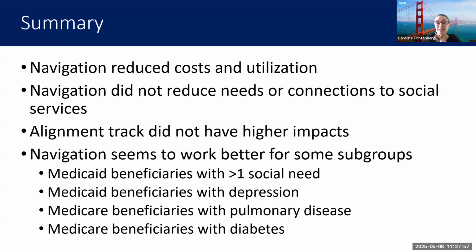Navigation did not reduce needs or connections to social services, according to the survey data. Alignment track did not have higher impacts, contrary to expectations. And navigation seemed to work better for some subgroups: Medicaid beneficiaries with more than one social need, Medicaid beneficiaries with depression, Medicare beneficiaries with pulmonary disease, and Medicaid beneficiaries with diabetes.